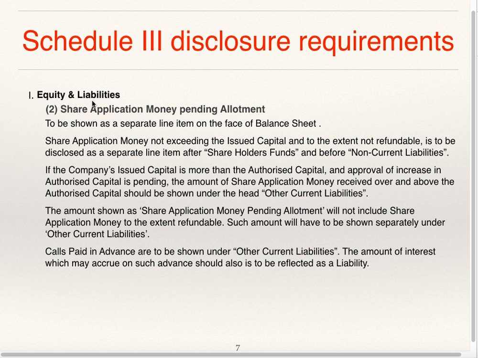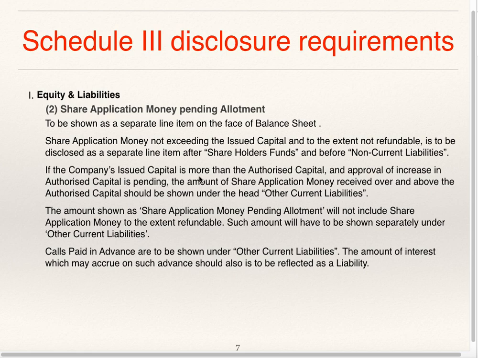Under equity and liabilities, second head is share application money pending allotment. Application money received from shareholders for which allotment has not been made. To be shown as a separate line item on the face of the balance sheet, share application money not exceeding the issued capital and to the extent not refundable is to be disclosed as a separate line item after shareholders' funds and before non-current liabilities.